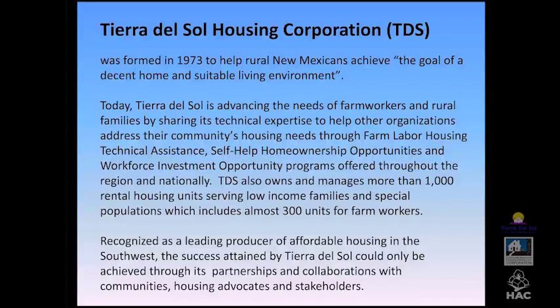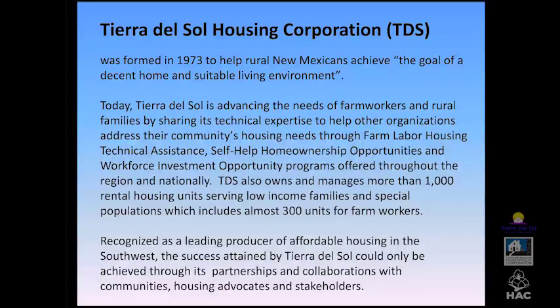Terre del Sol Housing was formed in 1973, so you can see that both of these organizations have been around for a long time. And their goal was to provide decent homes and suitable living environments for rural New Mexicans.